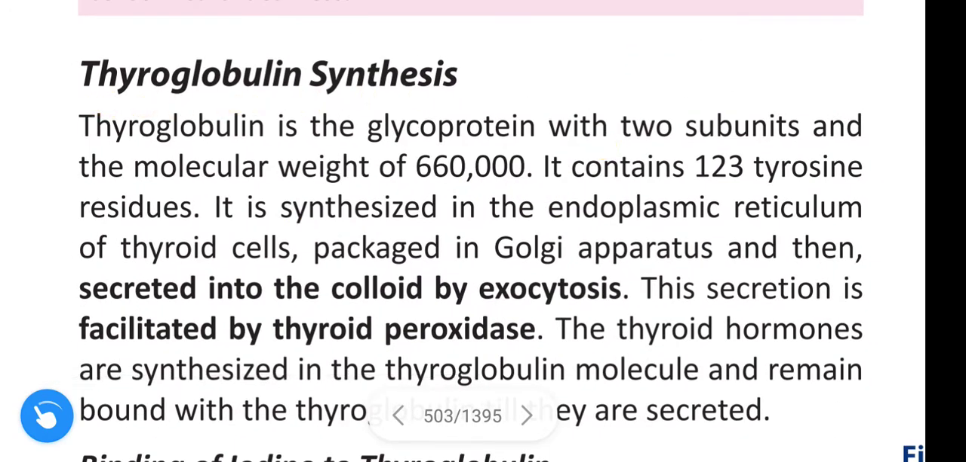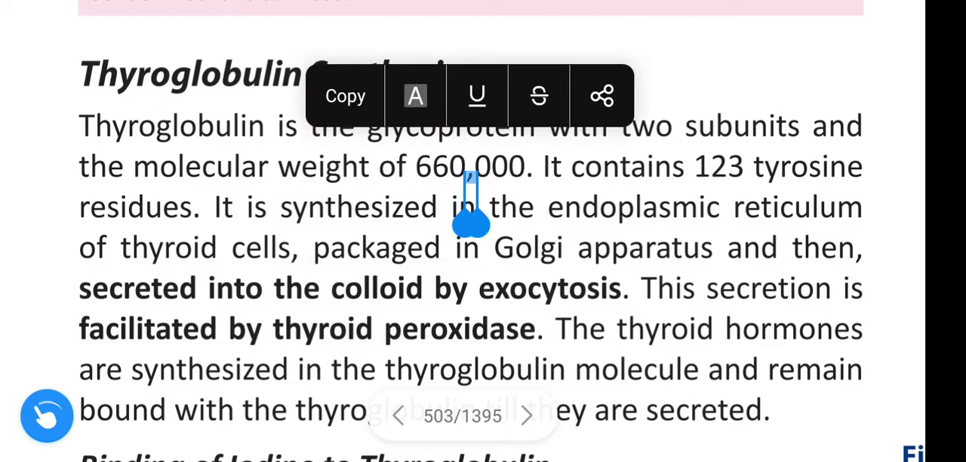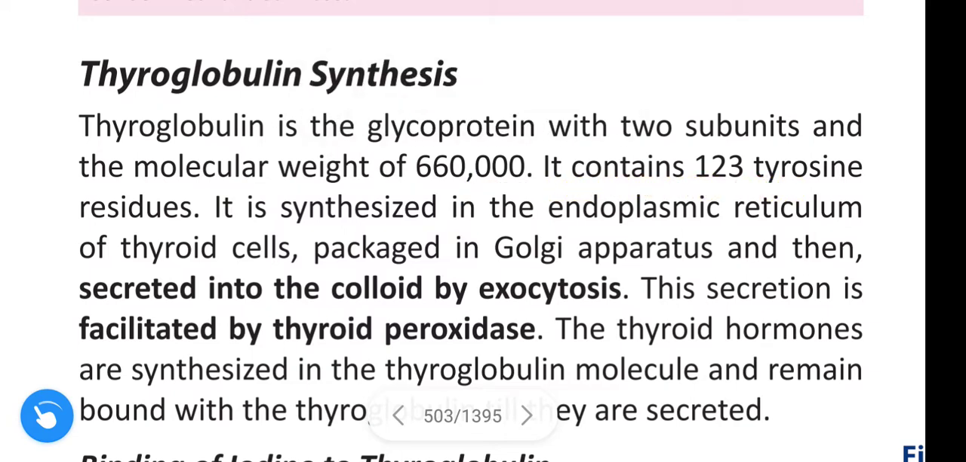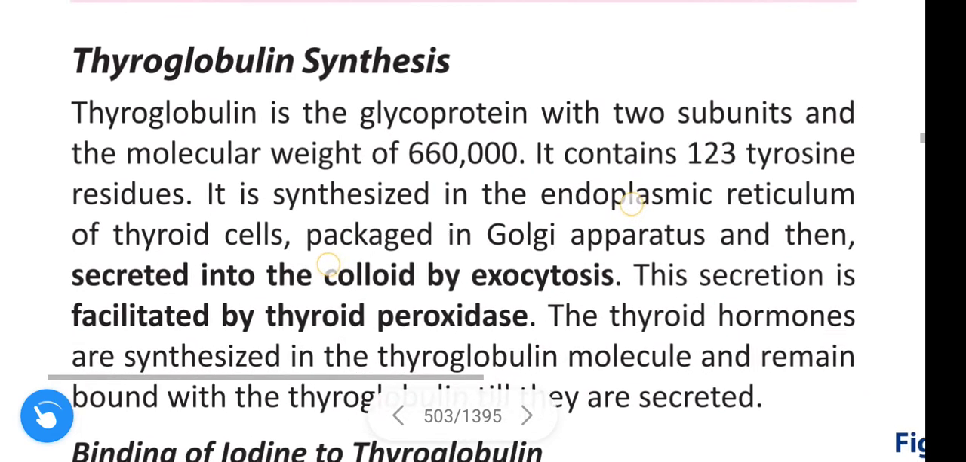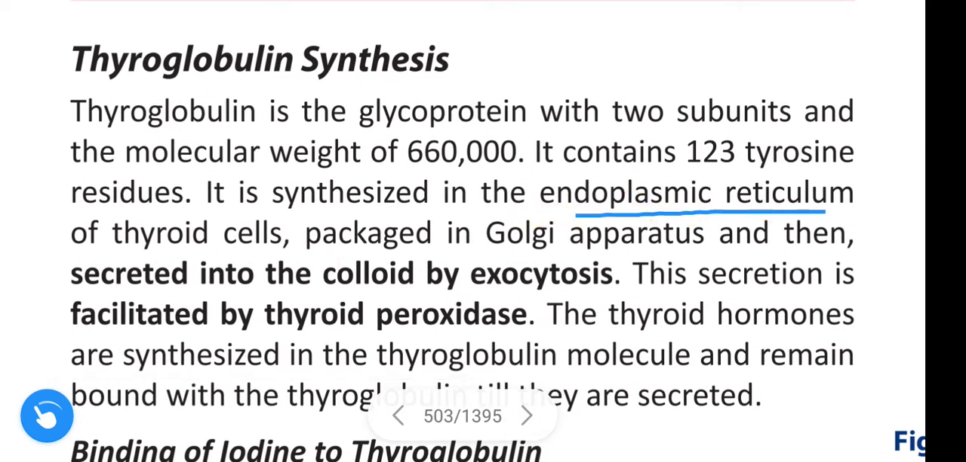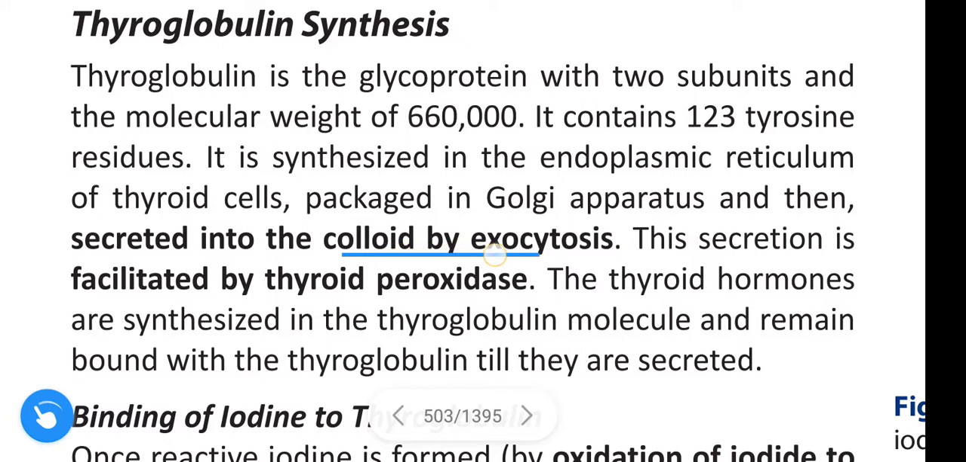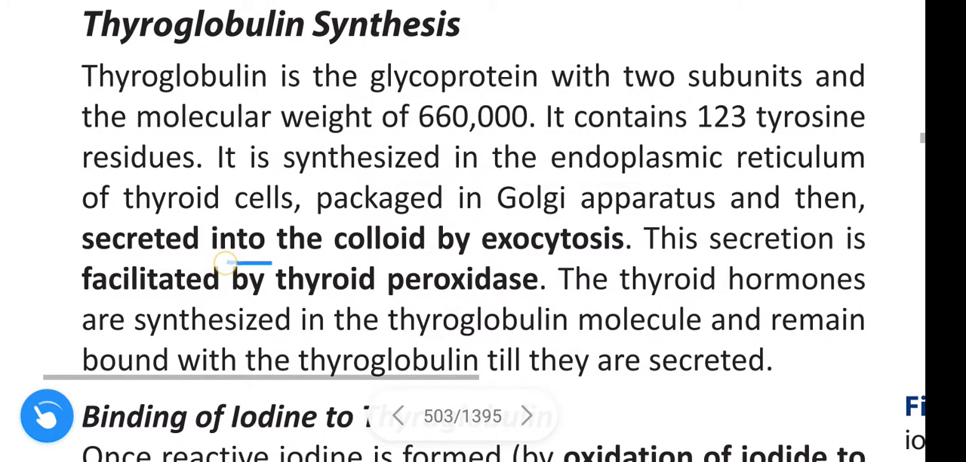Thyroglobulin is a glycoprotein with two subunits, with a molecular weight of 660,000. It contains 123 tyrosine residues. See this guys, thyroglobulin is synthesized in the endoplasmic reticulum of thyroid cells, packaged in the Golgi apparatus, and then secreted into the colloid by exocytosis.